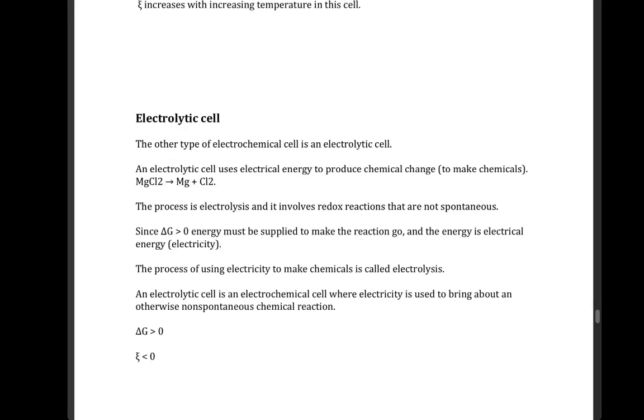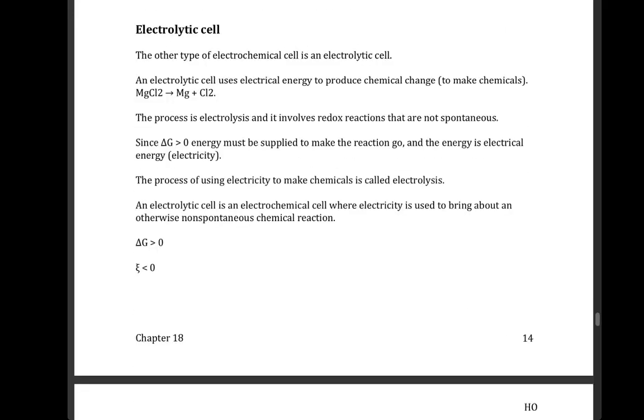Okay, our last section is on the electrolytic cell. That's the other type of electrochemical cell. It's the one that is used to produce chemical change. It's used to make chemicals using electrical energy. So basically using a battery to make chemicals that we want.